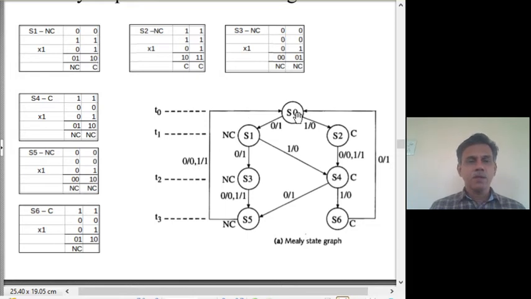Finally S6 has to be handled. The state S6 is a carry state, which means a 1 needs to be added as a carry bit. No bit needs to be added. The input bit can in general be 0 or 1.